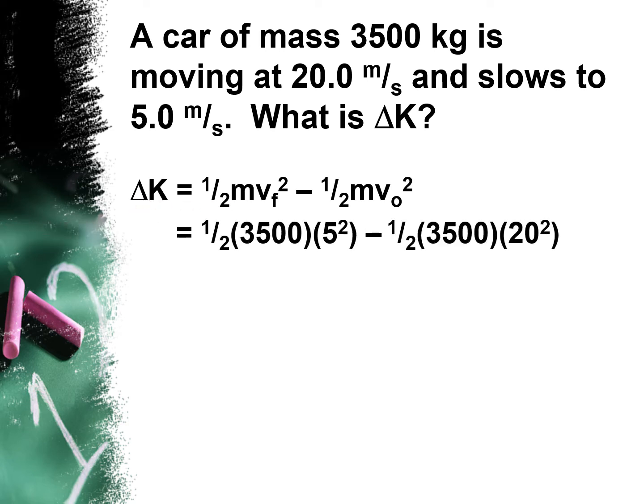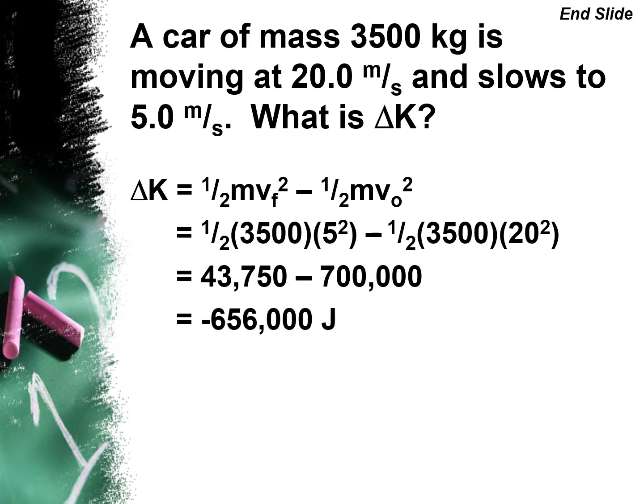We'll go ahead and plug in our numbers. 1/2 times 3,500 times 5 squared minus 1/2 times 3,500 times 20 squared. That gives us 43,750 minus 700,000. We get negative 656,000 joules, rounded to 3 sig figs. We get a negative because we do decrease our velocity, and you can see that we have a smaller number minus a bigger number, which gives us our negative change in kinetic energy.